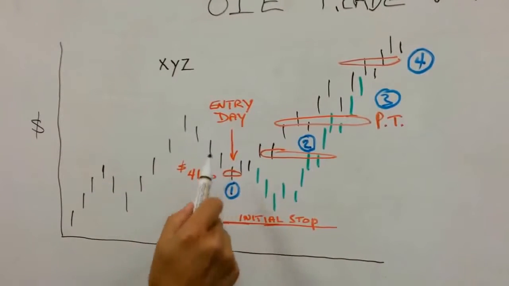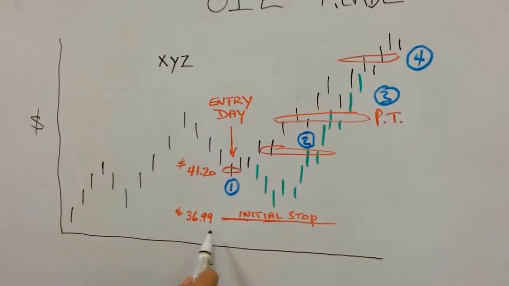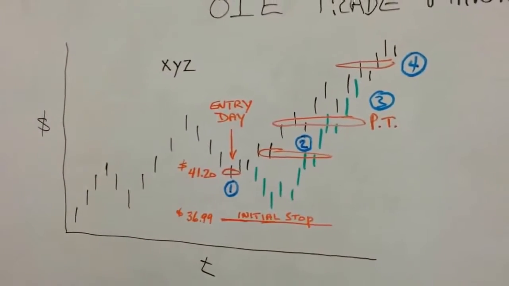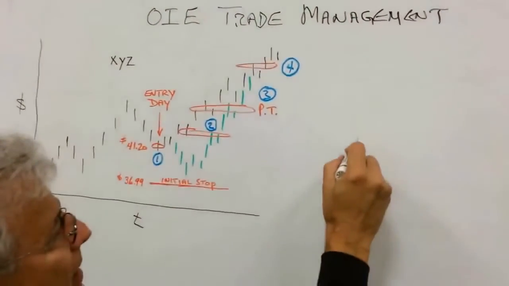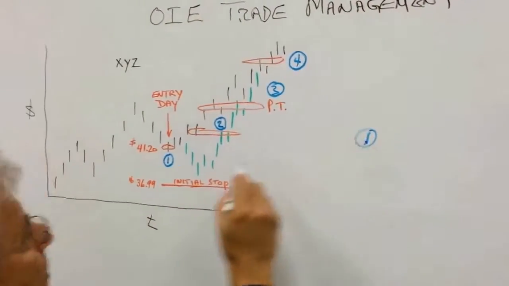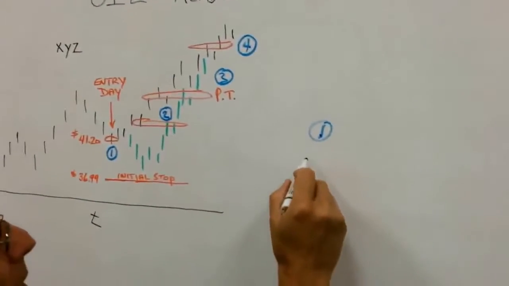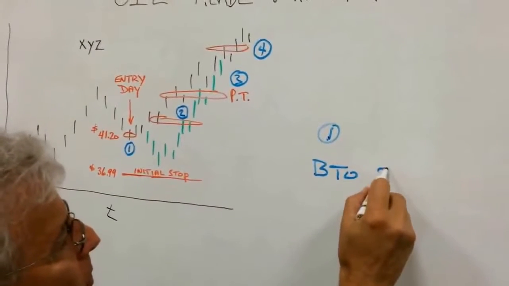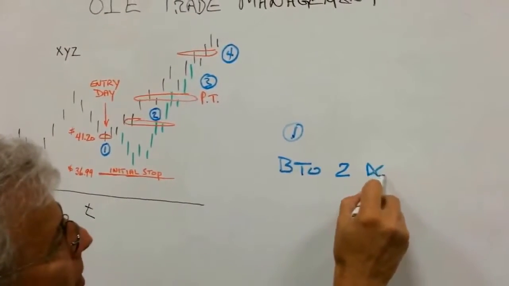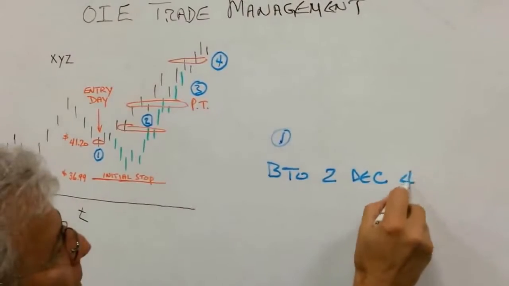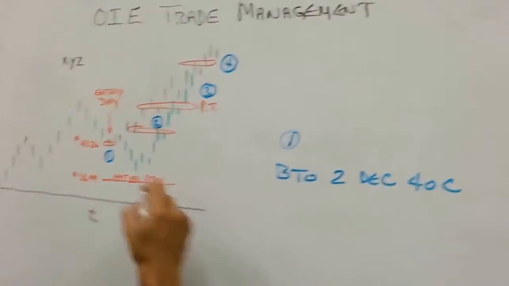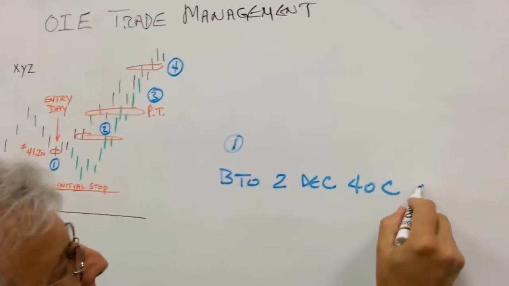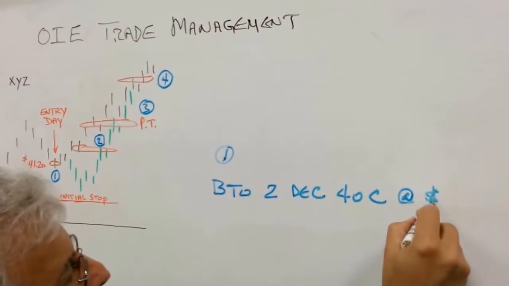Now we're going to go ahead and buy that, but then we're going to load in our initial stop, and we're going to load in a profit target. So let's do that first. So at point 1, the entry day, we're going to buy to open 2 December 40 calls. We want to be in the money, so we want to be below the price of the stock, let's say at $2.